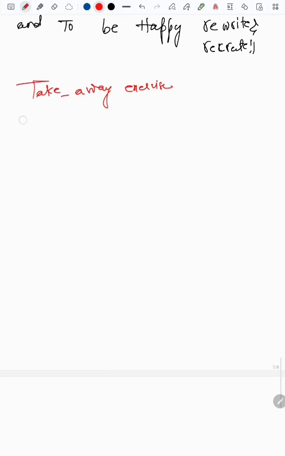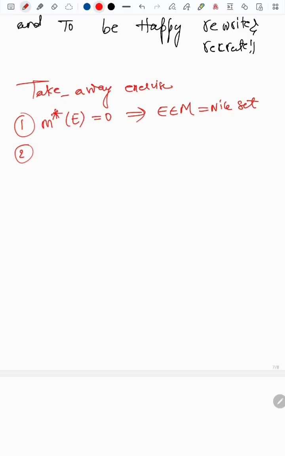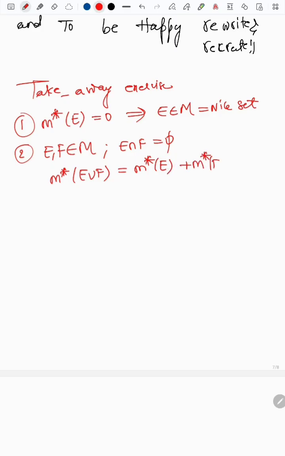First one: if m star of E is equal to 0, show that E belongs to M, a nice set. We proved the second one explicitly in the last class, but as a recall, you can show that m star of E intersection with the union F is equal to m star of E plus m star of F. These are the two takeaway simple exercises. You can just do them and enjoy.